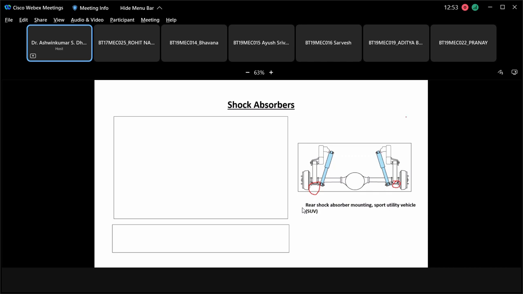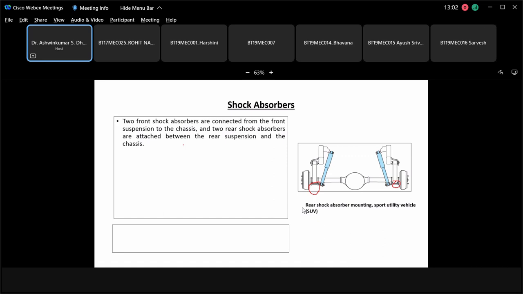The shock absorber is a telescopic type, that means cylinder in cylinder. We will see what the features of this are. Two front shock absorbers are connected from the front suspension to the chassis. Two rear shock absorbers are attached between the rear suspension and the chassis. This is shown for the rear shock absorber.